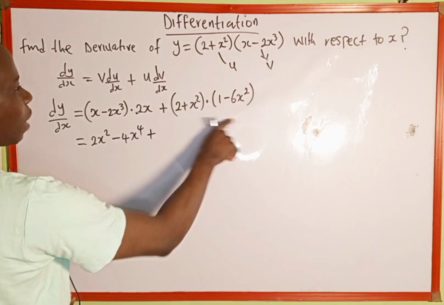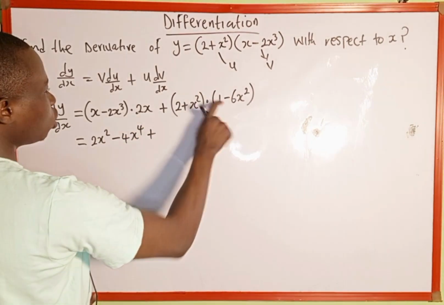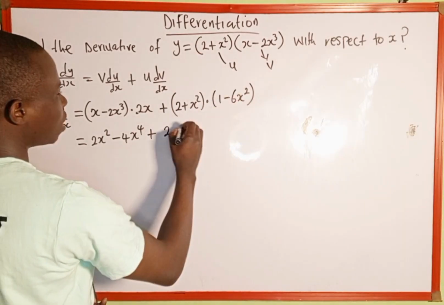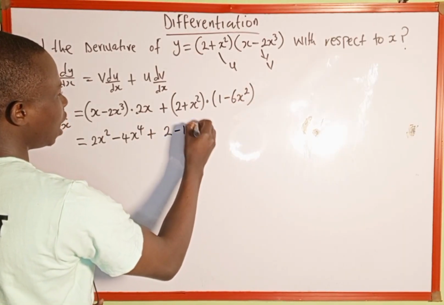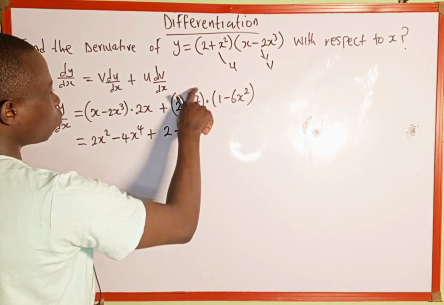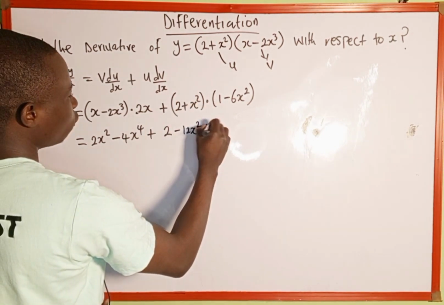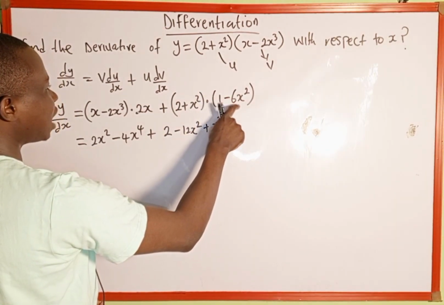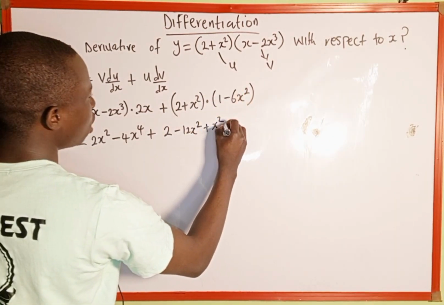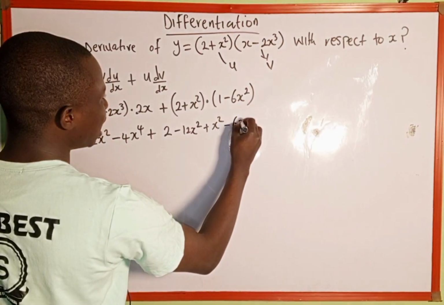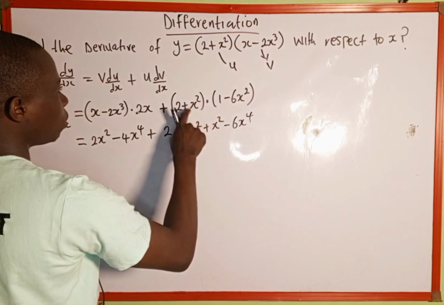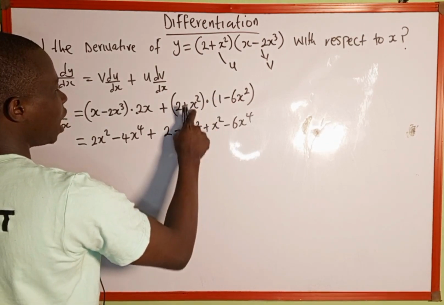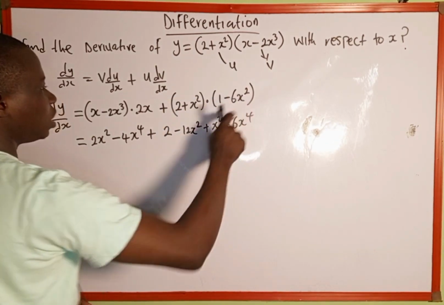Then plus, now we're going to expand this bracket. 2 multiplied by 1 is going to give us 2. 2 multiplied by negative 6x squared is going to give us negative 12x squared. Then x to power 2 multiplied by 1 is going to give us x to power 2. Then x to power 2 multiplied by negative 6x to power 2 is going to give us what? Negative 6x to the power of 4, because the coefficient of x here is 1. 1 multiplied by negative 6 is negative 6. x to power 2 multiplied by x to power 2 is x to power 4.